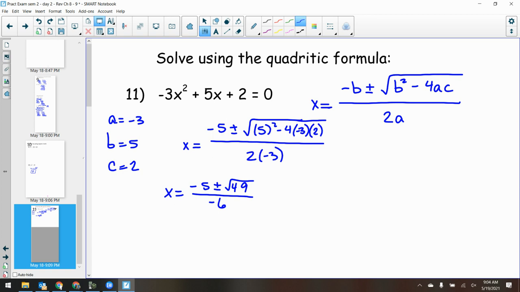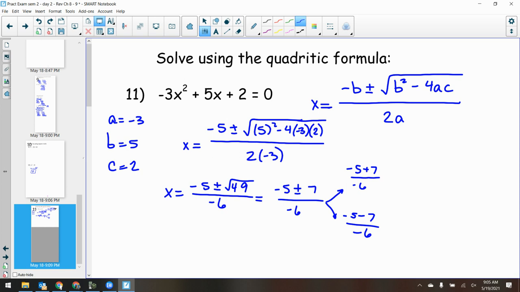Heck, why not? I'll just make that 7 now. Square root of 49 is 7. Negative 5 plus or minus 7 all over negative 6, which means that I say negative 5 plus 7 over negative 6 and negative 5 minus 7 over negative 6. Remember that plus or minus breaks it up into 2 different solutions, the plus and then the minus.